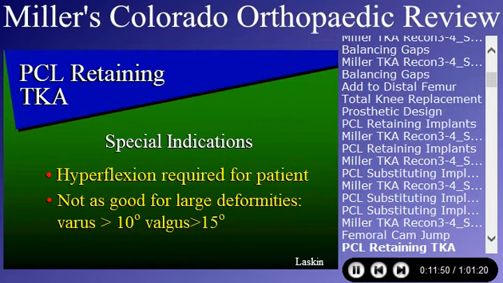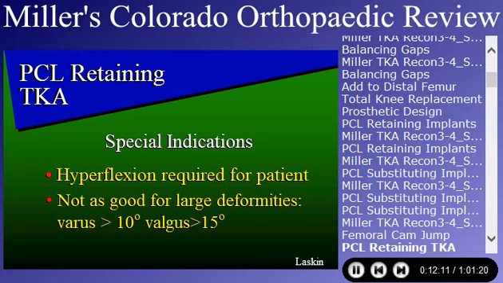Cruciate retaining knees are more indicated towards the hyperflexion cases where, for cultural reasons, your knee needs to bend to like 140 or 150 degrees. A posterior stabilized knee with the cam, if you bend towards 135 degrees, you're going to jump the cam. So if somebody requires hyperflexion, you need a cruciate retaining knee.